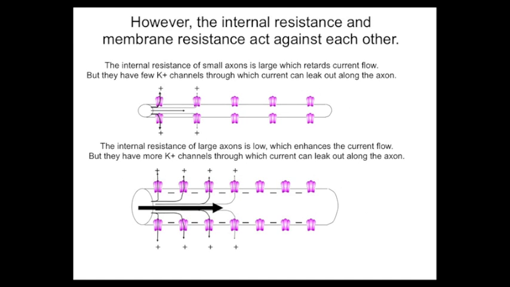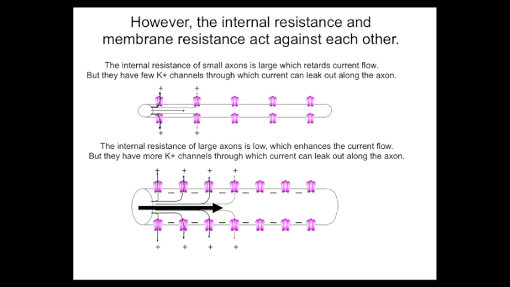However, the internal resistance and the membrane resistance act against each other. They act in opposition. The internal resistance of small axons is large. It's large because they're small and it's hard for current to flow down, and that retards current flow. But because their membranes are small, they have fewer potassium channels through which current can leak out along the axon.